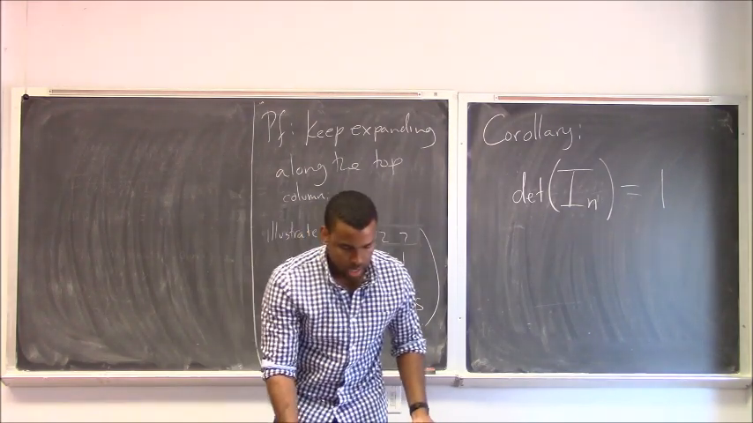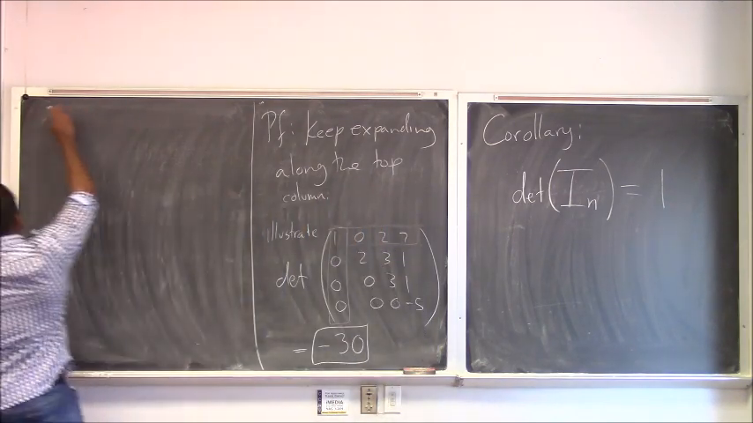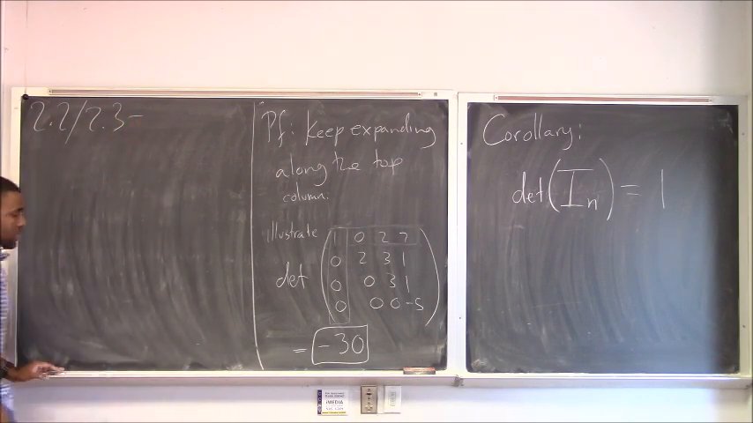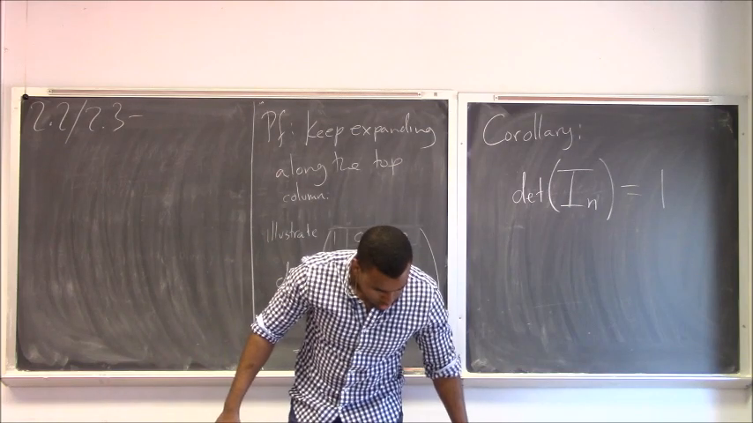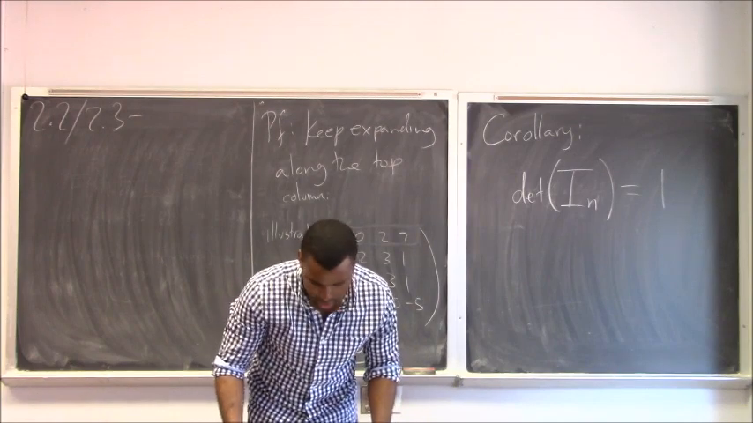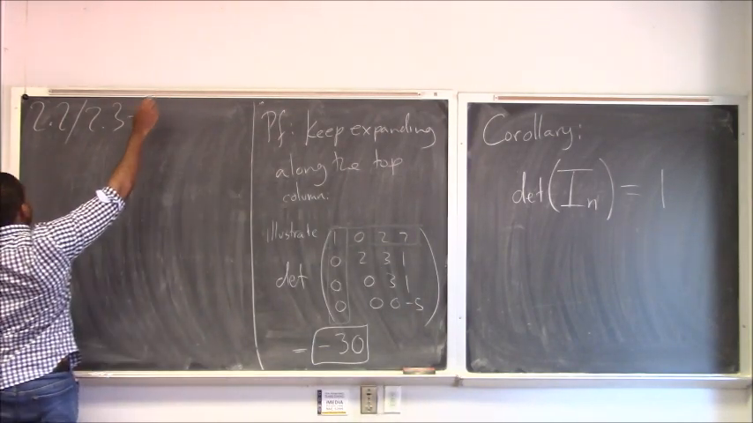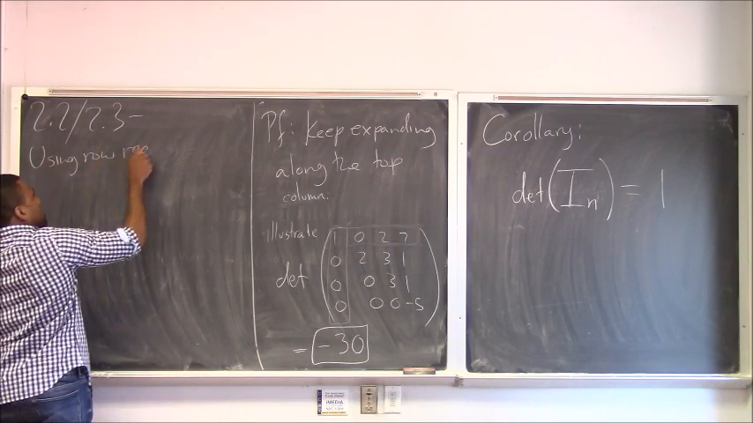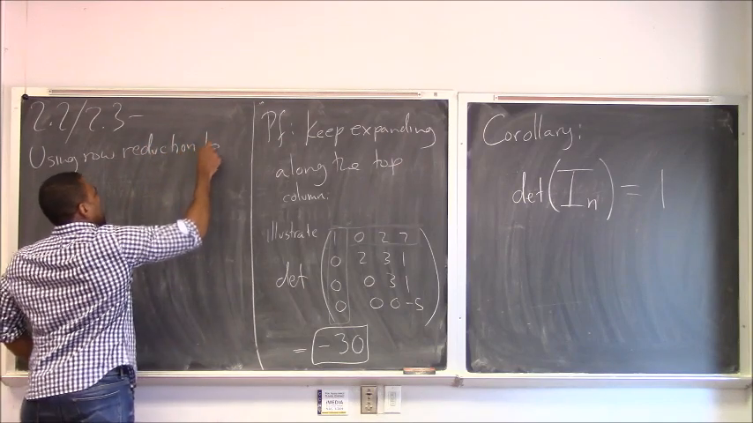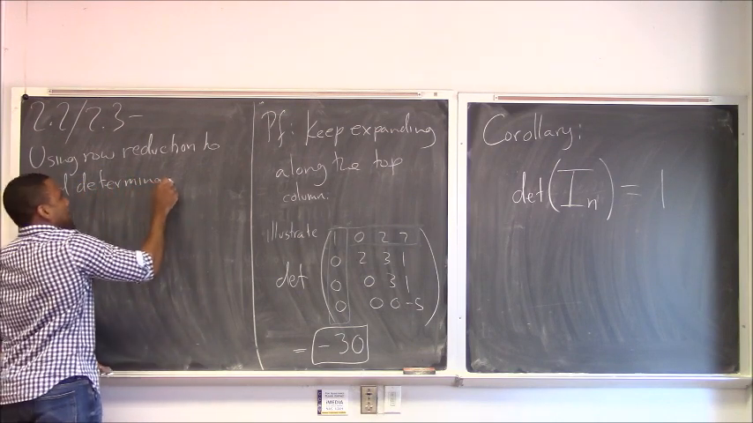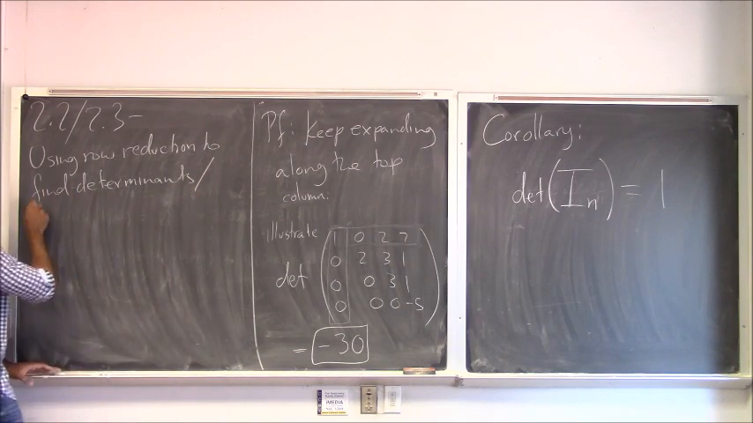Okay, so that ends this section. Let's move on to 2.2 and 2.3. I'm going to do these both at once. So it covers 2 things. I think we start out with using row reduction to find determinants. And we're going to follow up with talking about inverses, or inverse matrices.